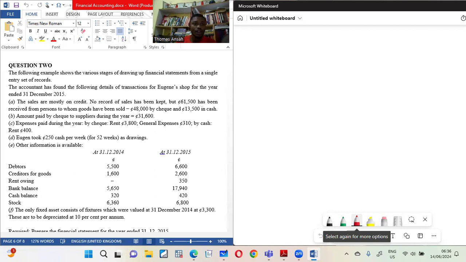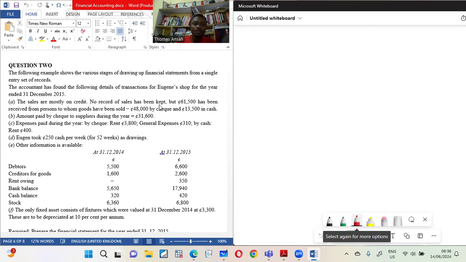So the first one we have says that the following example shows the various stages of drawing up a financial statement from a single entry. We have an accountant who has found the following details of Eugene Shops for the year ended 2015. And the sales are mostly on credit. So it's a very important statement, all right?